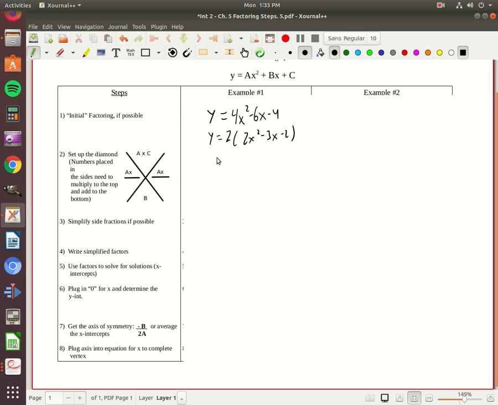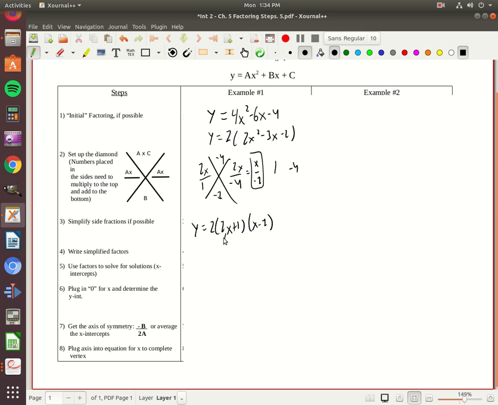The second thing I'm going to do is set up my diamond. I'm going to get A times C, I'm going to get B on bottom, I'll put A on the side. I'll see what numbers work. So 1 and 4, it looks like will work if the 4 is negative. 1 times negative 4 is negative 4. 1 minus 4 is negative 3. So that seems to work. I will simplify these if I can. I can't simplify here, so I'm going to get 2x plus 1. Here, 2 goes into 2 once. It goes into negative 4 twice, so I'm going to get x minus 2.